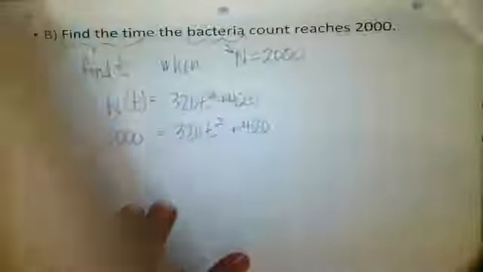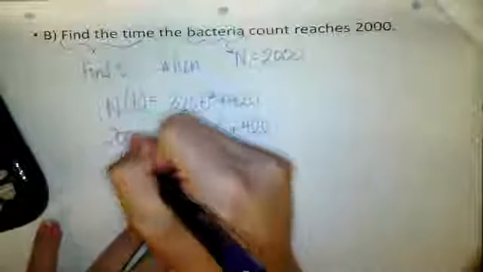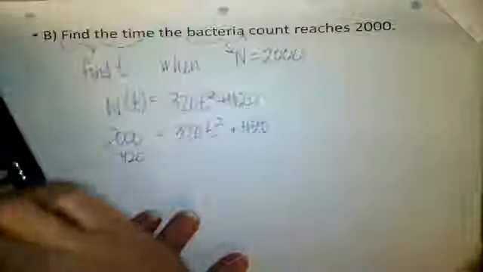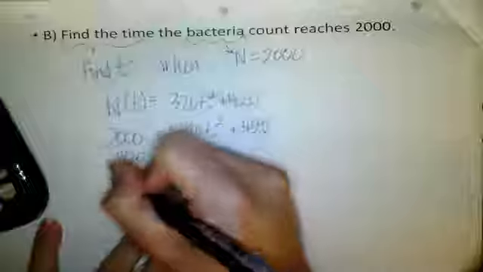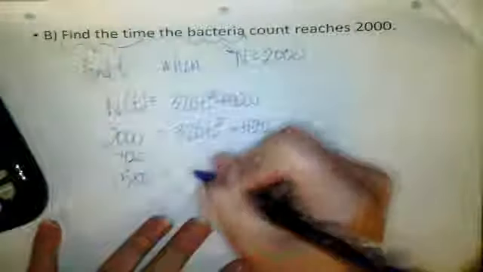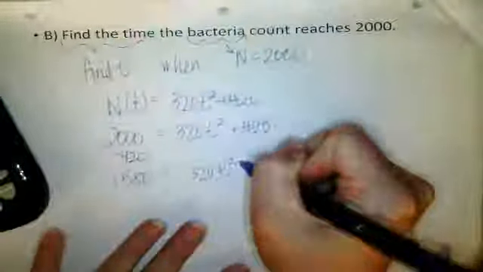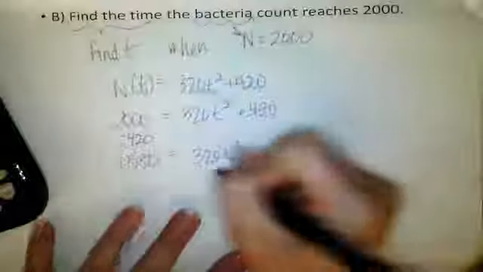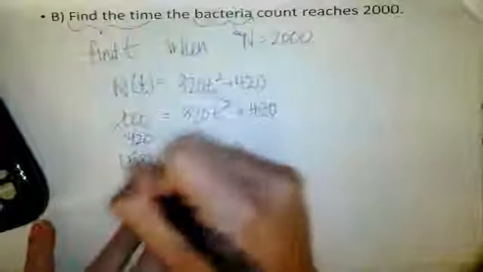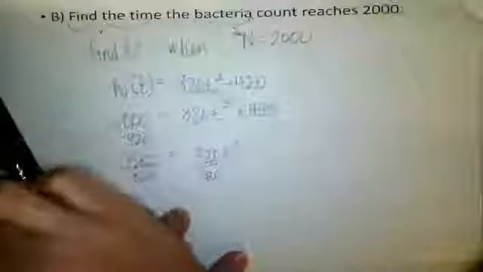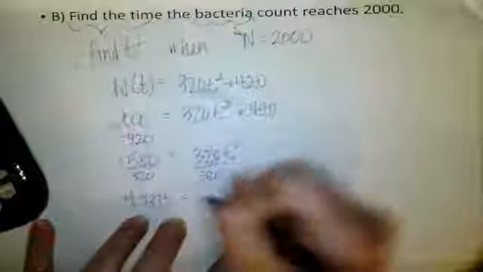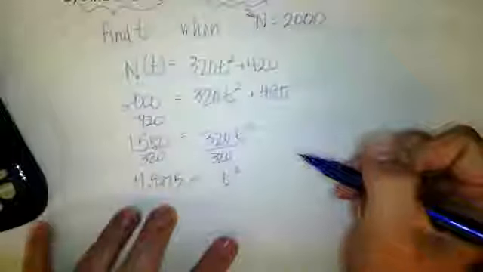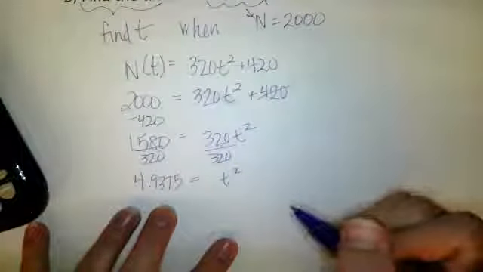And how do we solve? Subtract 420. All right, 2,000 minus 420 is 1,580. And then what? Divide by 320. All right, I can do that too. Divide by 320, and I get 4.9375. And then what? I have a calculator.